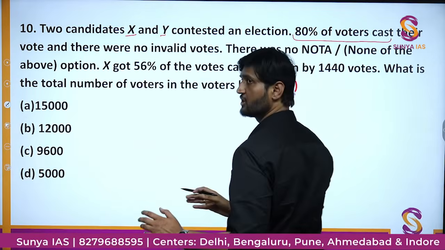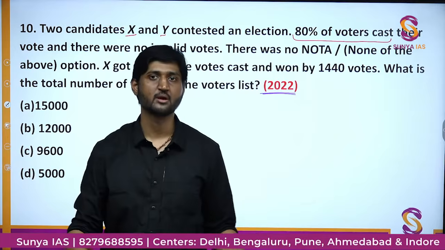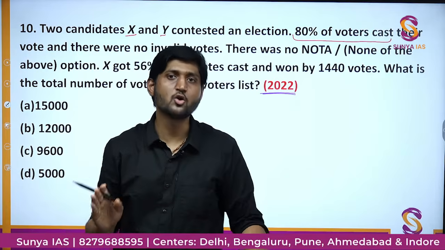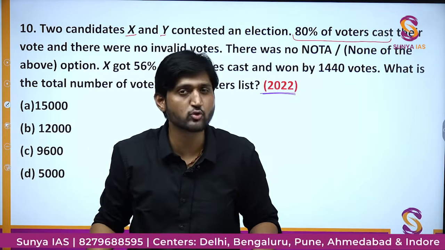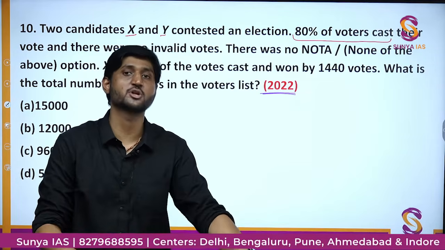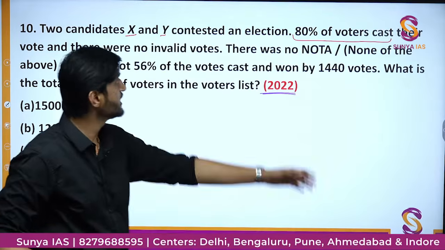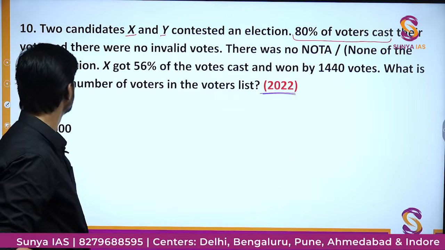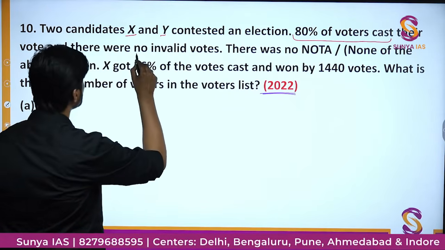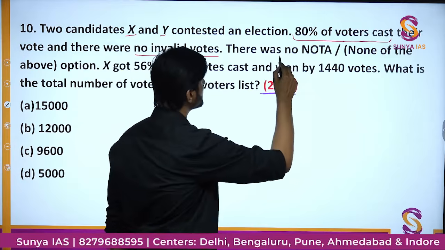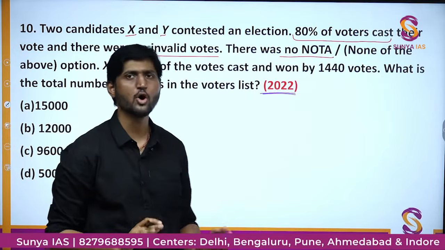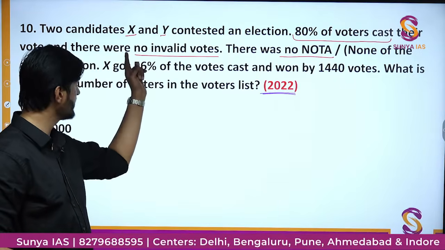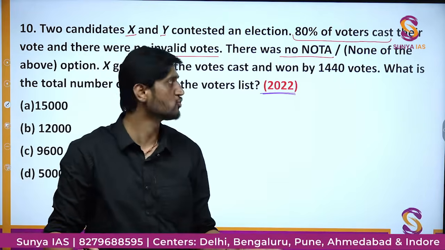So there is something called voter turnout. Overall there will be, suppose, so many voters. Out of them, all voters will not definitely vote, only some of them will vote. So that thing is called voter turnout. Okay. So here the voter turnout in this particular election is 80%. And one thing is there is no invalid vote, there is no concept of NOTA or none of the above. So all the votes are valid and they can only go either to candidate X or to candidate Y. There is no concept of NOTA here.